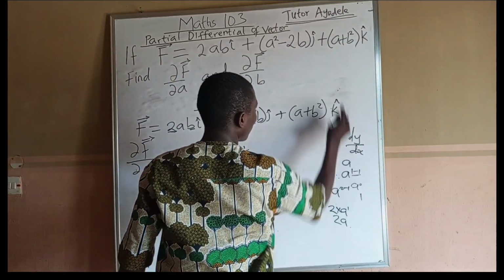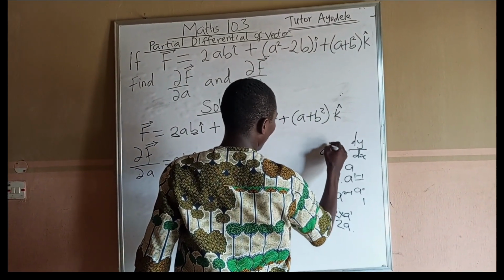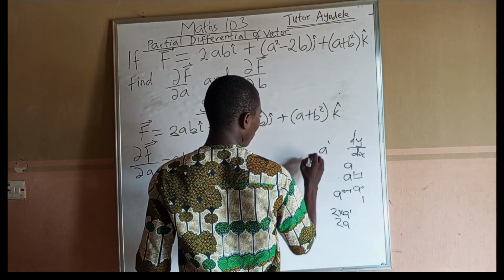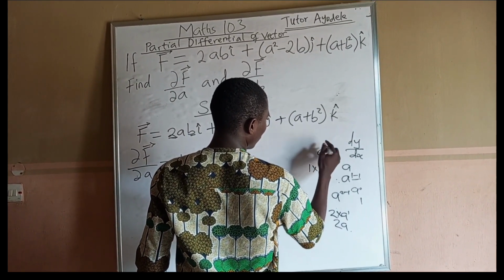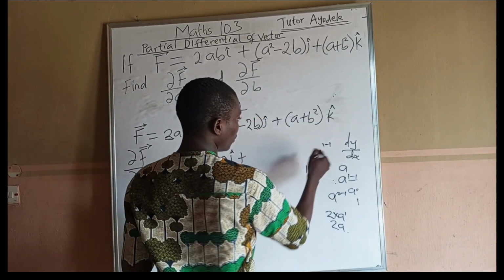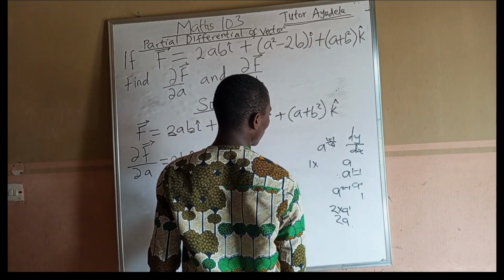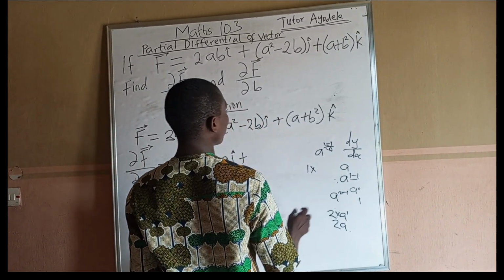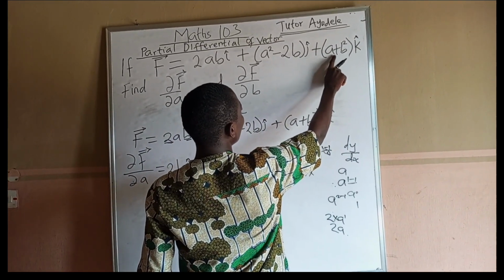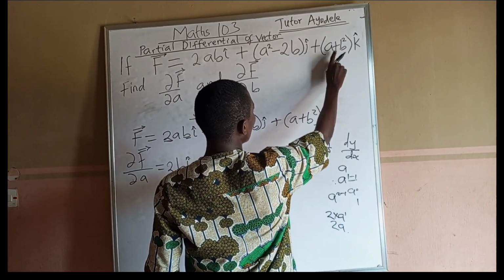So if I use the general method to differentiate this, it's like a raised to the power of 1, as I've explained. You use the 1 to multiply, it becomes 1 times, and you subtract 1 from the power. This will become 0. So a raised to the power of 0 will give us 1. 1 times 1 will still give me 1. So this one will be 1. This will change to 0. 1 plus 0 will give me 1.